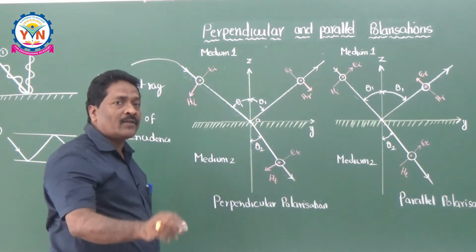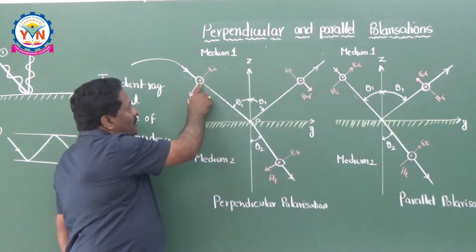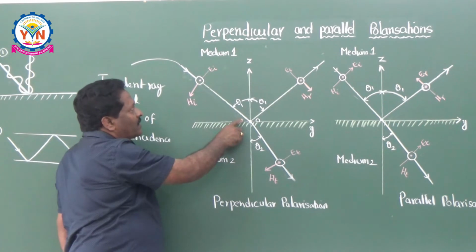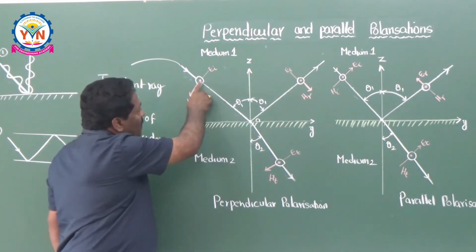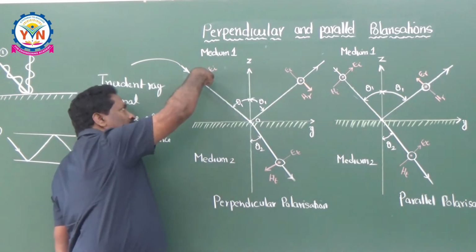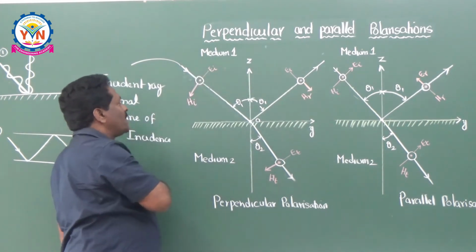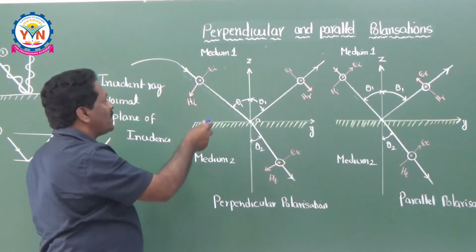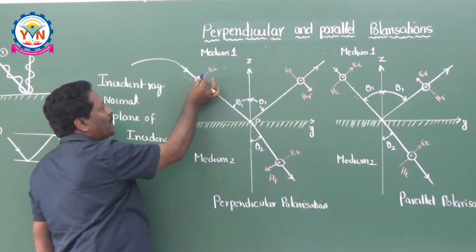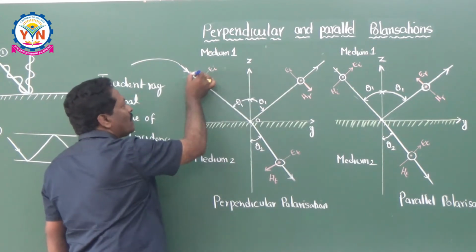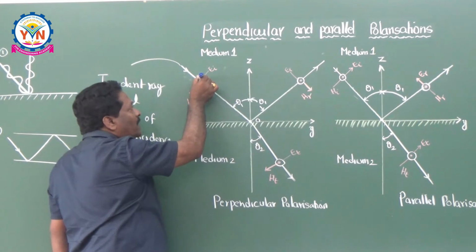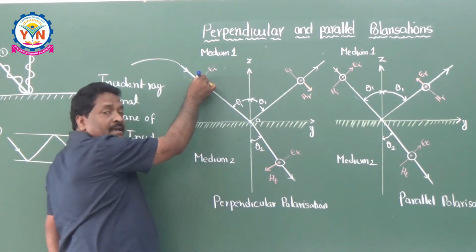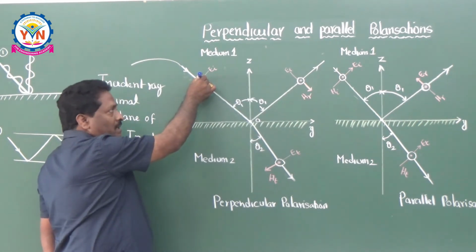Now, listen carefully. The wave has two fields, the electric field as well as the magnetic field. This dot is indicating that the electric field is perpendicular to this. Let us take this as an electric field vector. It is perpendicular to this plane of incidence. Just now I told you, this is called the plane of incidence. If the electric field is perpendicular to the plane of incidence, it is called perpendicular polarization.